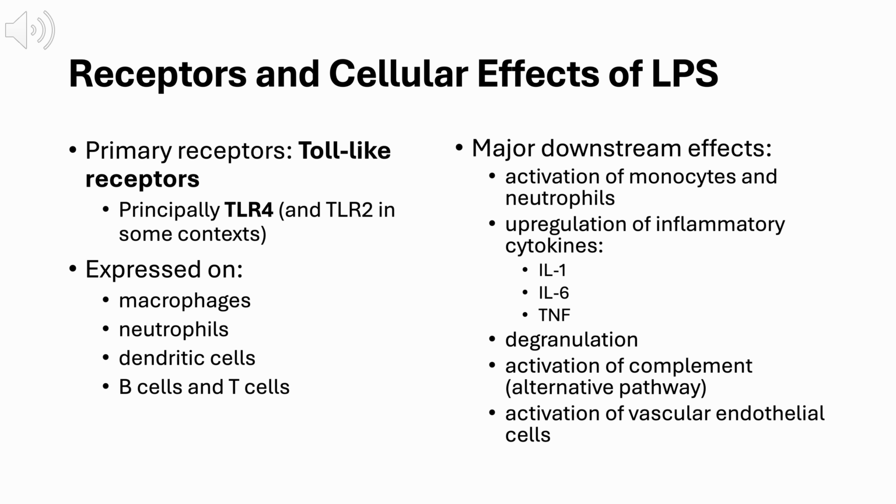LPS is recognized primarily through toll-like receptor 4, although toll-like receptor 2 may contribute in certain contexts. These receptors are expressed across multiple immune cell populations, including macrophages, neutrophils, dendritic cells, and lymphocytes. Once LPS signaling begins, it activates monocytes and neutrophils and increases production of inflammatory cytokines, such as interleukin-1, interleukin-6, and tumor necrosis factor. It can also promote degranulation, activate the alternative complement pathway, and stimulate vascular endothelial cells. Together, these effects rapidly recruit and activate inflammatory cells, but they can also intensify tissue injury if the response becomes excessive.